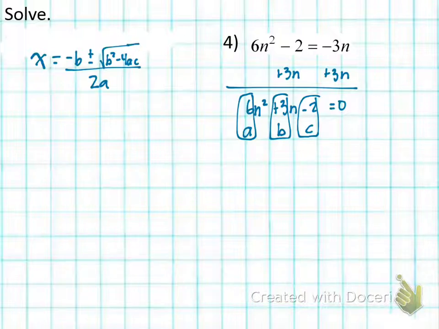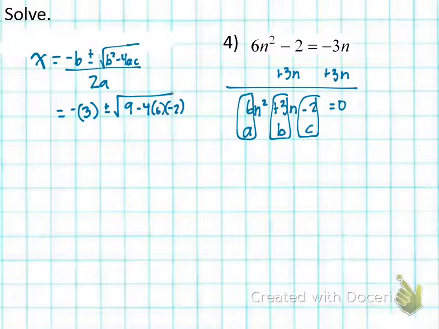So we got negative b is going to be negative what? Negative 3. Notice I'm putting negative 3 in its own parentheses. Oh, I'm sorry, it's going to be negative 3, so it's going to be 3 in its own parentheses. Plus or minus square root of b squared. What's b squared, everyone? 9 minus 4 times a again is 6. c is negative 2.